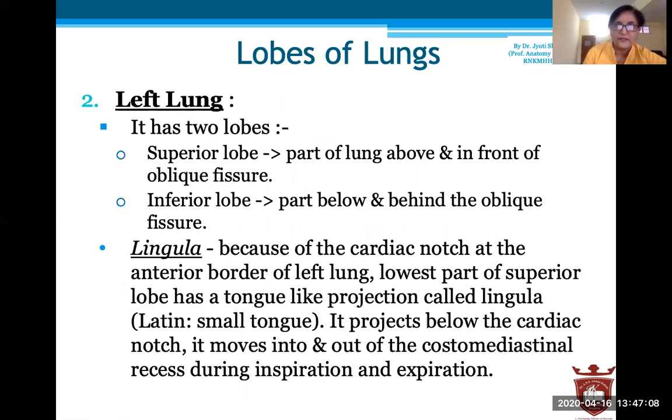As we have seen already, because of the cardiac notch at the anterior border of the left lung, the lowest part of the superior lobe has a tongue-like projection, which is called lingula. Lingula is a Latin term which means small tongue. It projects below the cardiac notch. It moves into and out of the costomediastinal recess during inspiration and expiration.